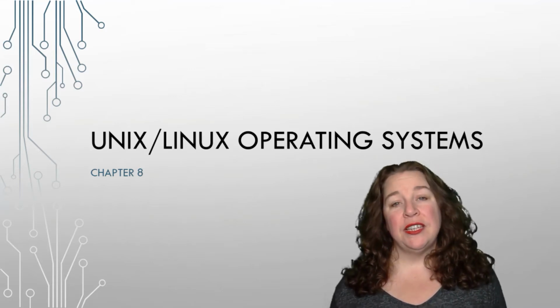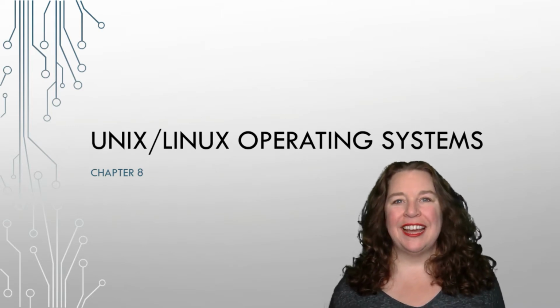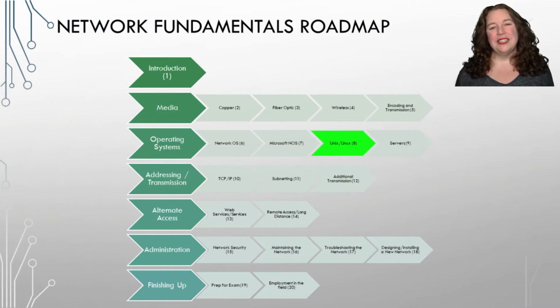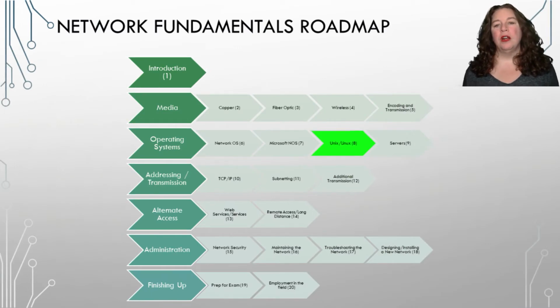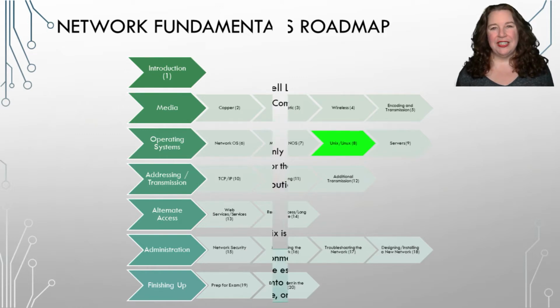In Chapter 8, we're going to cover the Unix and Linux operating systems. Let's get started. According to our roadmap, we are almost finished with our operating systems section. We finished introduction, media, and we're getting through operating systems. After this chapter, we'll get into servers and then continue through.